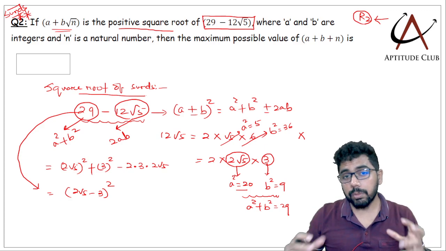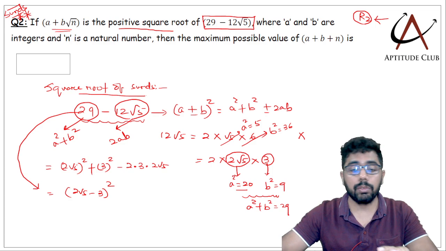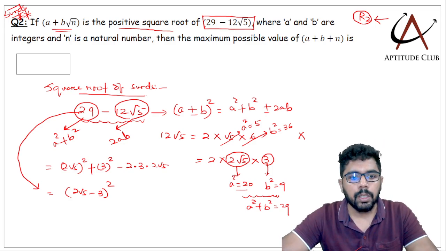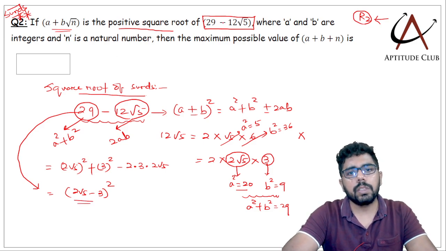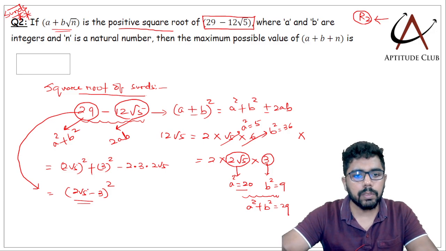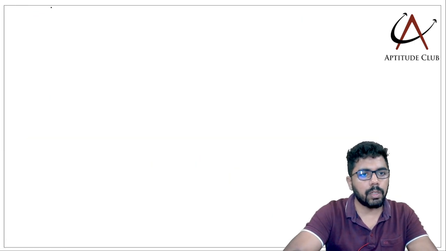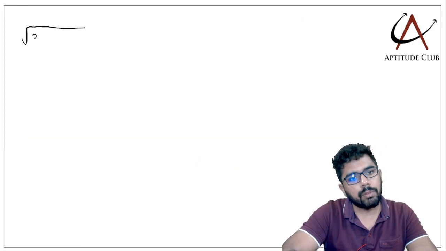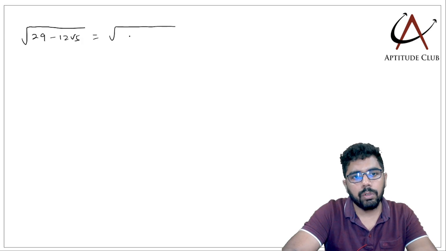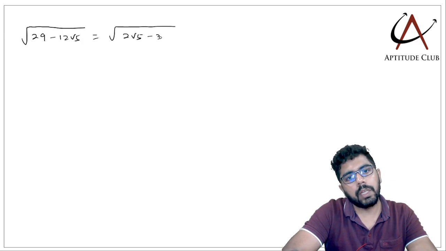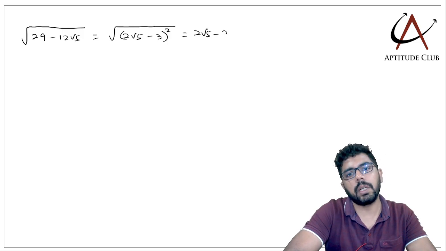Now to be able to solve this question, we should know this process first: how to calculate square root of such surds. If we don't know the process, then it becomes difficult. So once we have reached here, what will be the positive square root of this? If 29 minus 12 root 5 is this much, can I write square root of 29 minus 12 root 5 as square root of 2 root 5 minus 3 whole square. So this becomes 2 root 5 minus 3.